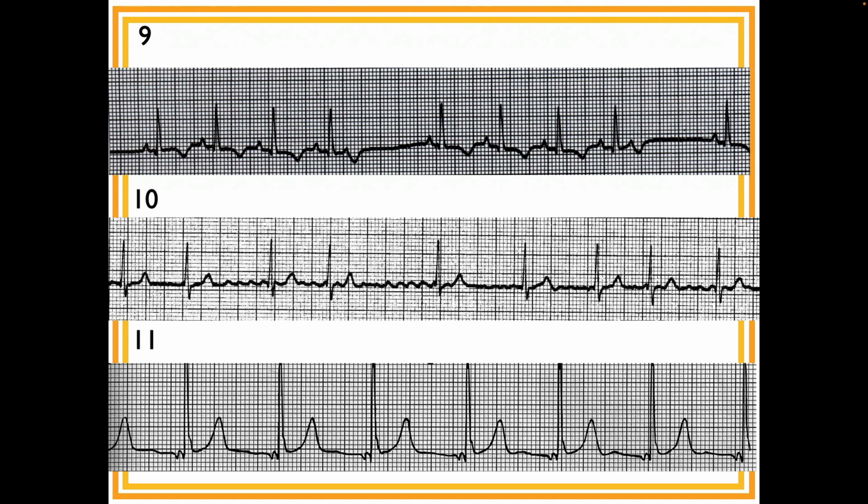So the rhythm is regular. It's about 65, 70, or wait, 75, so like 70. The P waves are inverted, if I'm seeing them right. And they're all the same. PRI looks normal, the QRS. Okay, let's go back. It's normal PRI, no matter how you look at it.